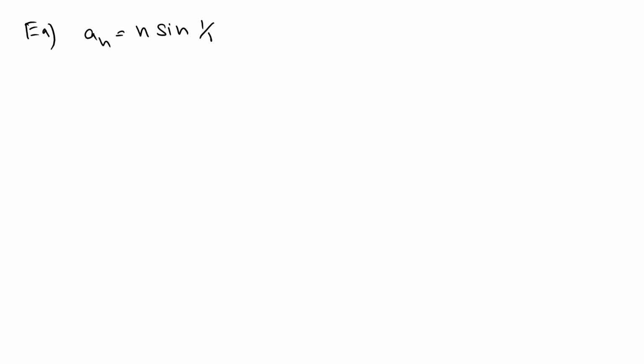sine 1 over n. This is an interesting problem because we can do this problem also in the series. What's going to happen with series? So let's look at this problem. One thing you notice is n goes to infinity, sine 1 over n. When n goes to infinity, 1 over n goes to 0, but sine 0 is 0. That's something we know. If you look at the sine graph, sine 0 is 0.